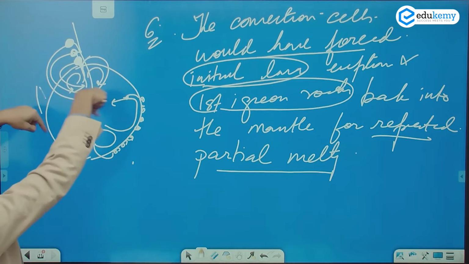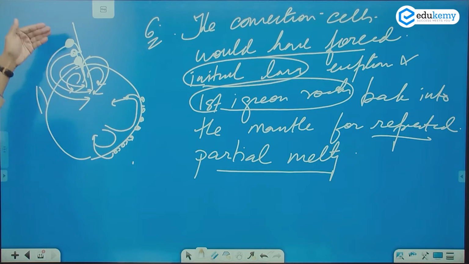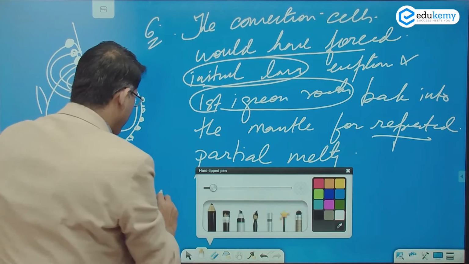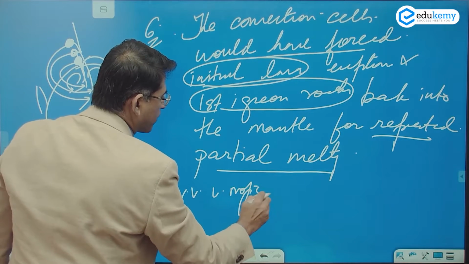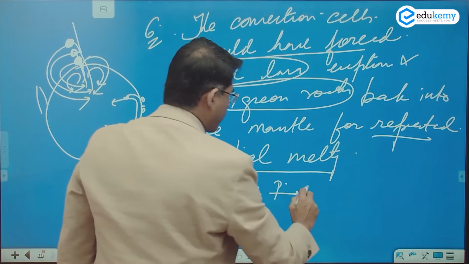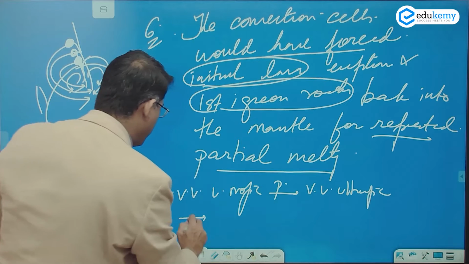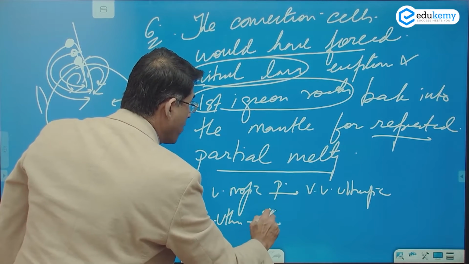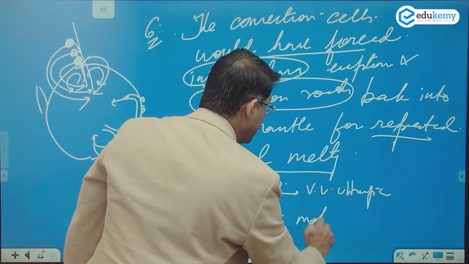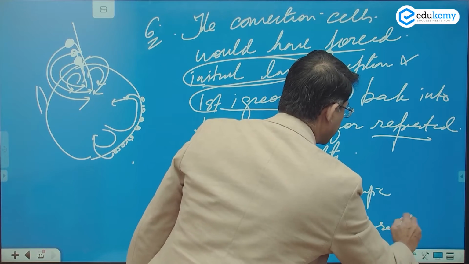So in the partial melting, what will happen? Okay, what will happen is the very, very ultramafic rocks will convert into what? If we had very, very ultramafic rocks, partial melting will give us ultramafic. Partial melting will give us the first mafic. The first mafic is the basalt.